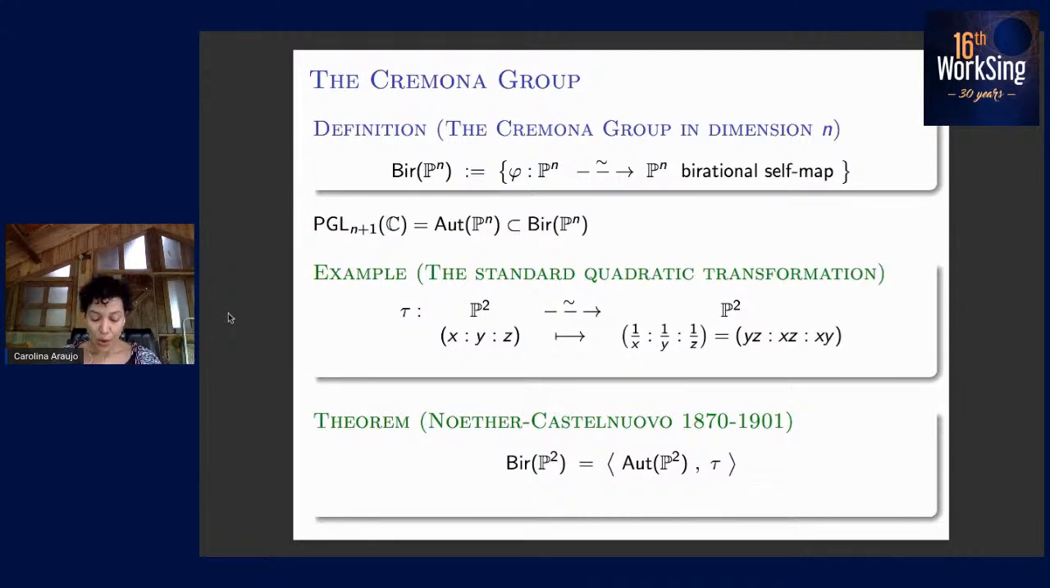And also, going back to the rationality problem that I stated, I would like to say that this is really an important birational invariant. So, for instance, in the work of Iskovskikh and Manin in the late 70s, they show that the quartic threefold is not rational by analyzing the group of birational self-maps of the quartic threefold and showing that it is different than the group of birational self-maps of P3.